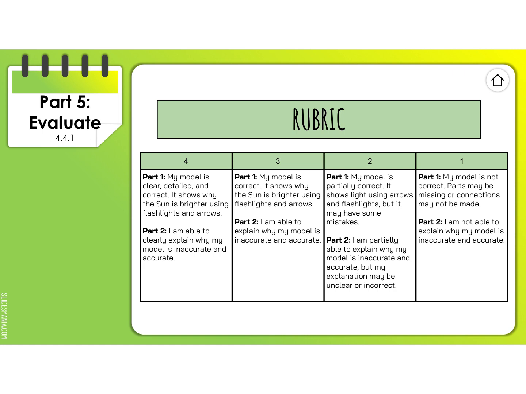For a 3, my model is correct. It shows why the sun is brighter using flashlights and arrows, and I'm able to explain why my model is inaccurate and accurate. The difference between a 3 and a 4 is the detail that is in your explanation and what you're showing in your picture. So hopefully that will go well for you, and good luck with that.